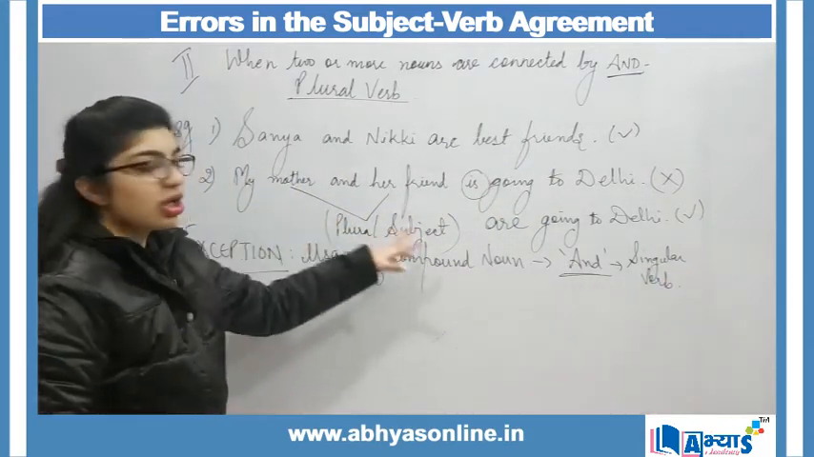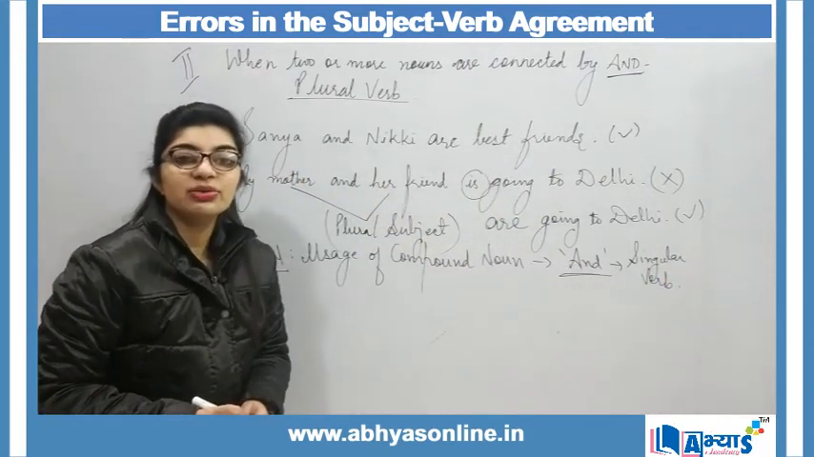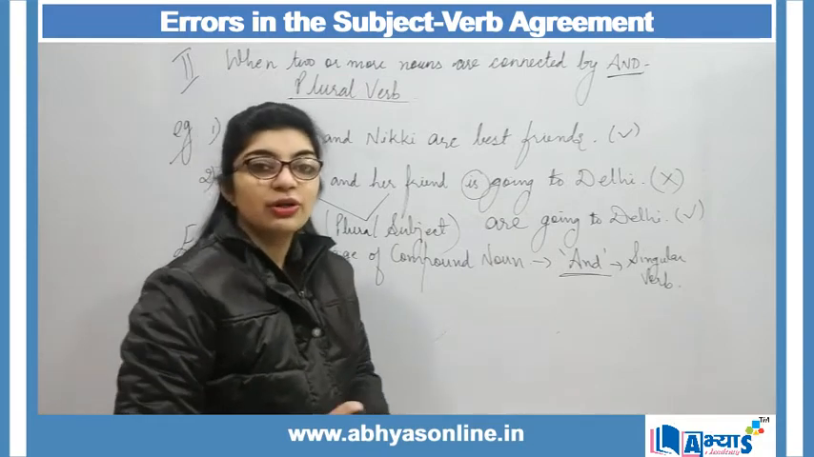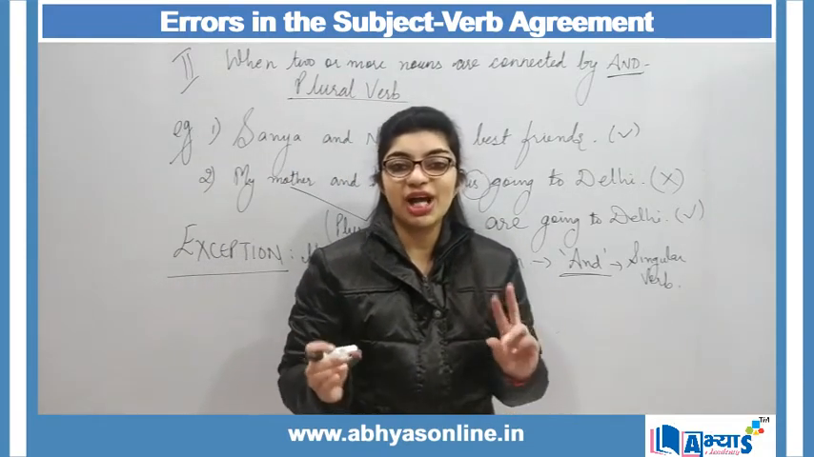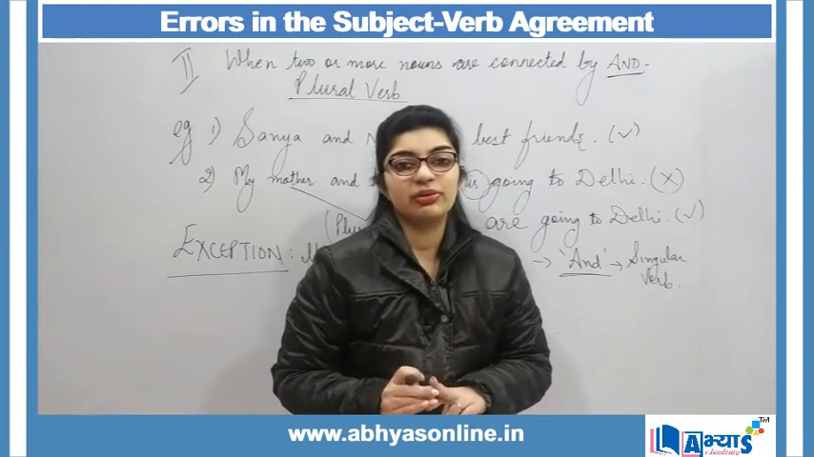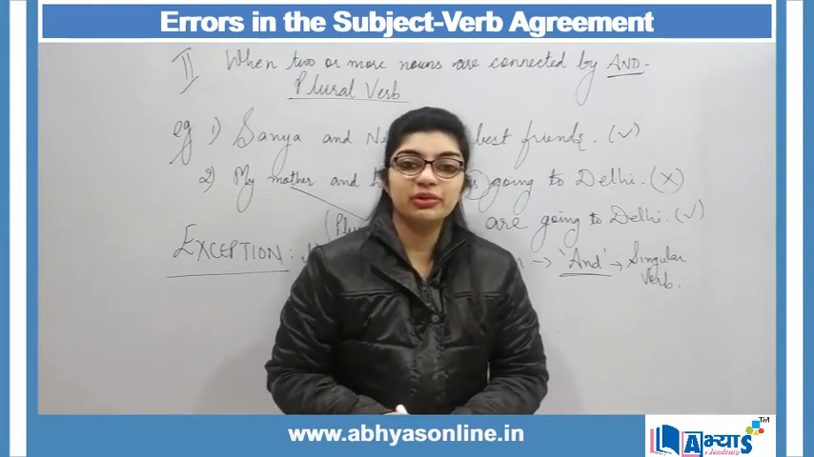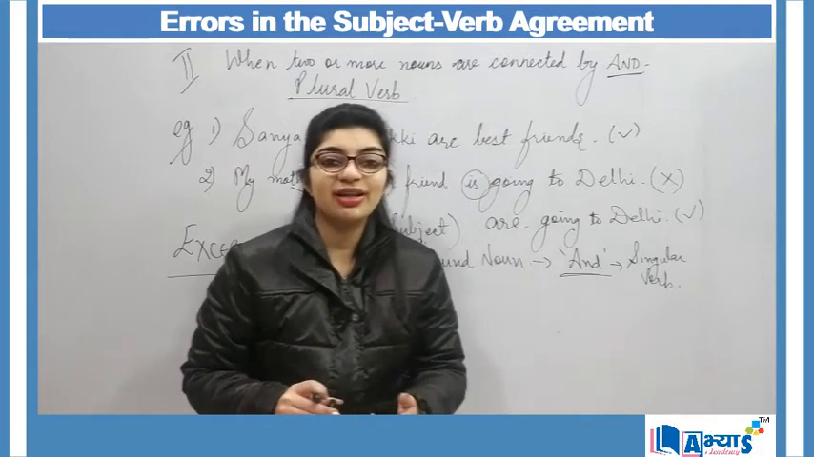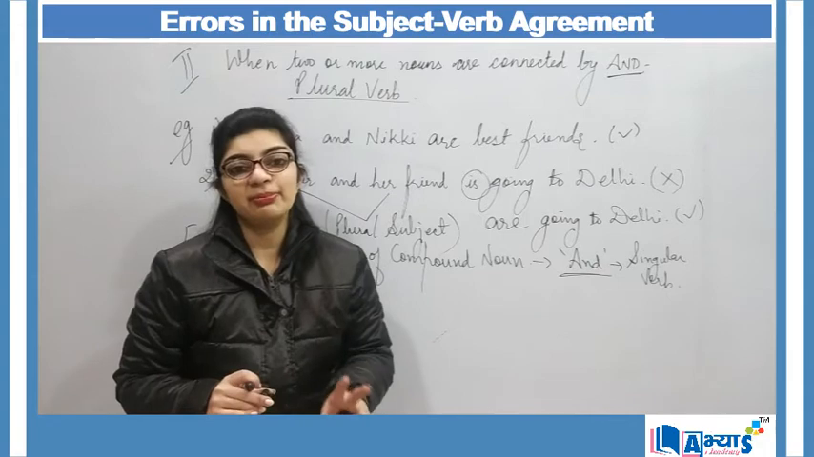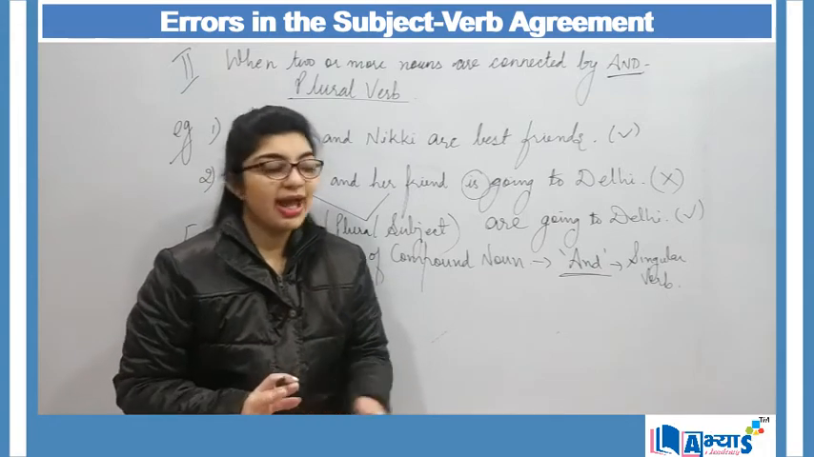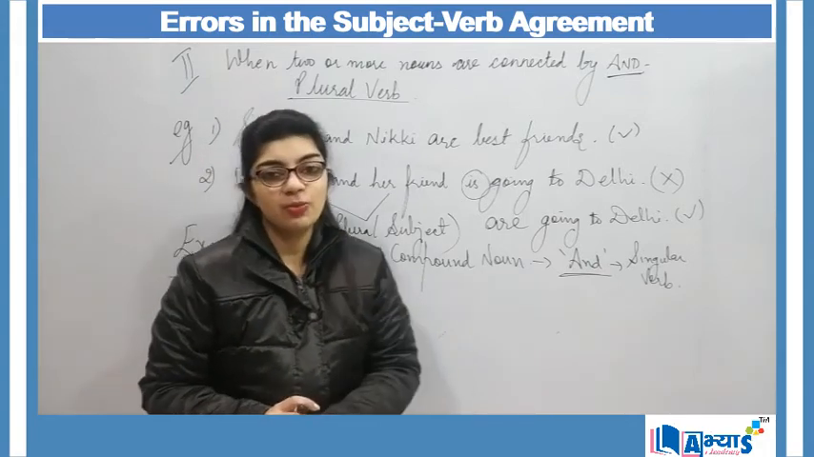Here there was no compound noun. Compound nouns are like bed and breakfast, law and order. These are the compound nouns which are in pair. The nouns which are in pair are referred to as compound nouns. They are considered as one noun only, because even though they are in pair, they are considered to be one, and therefore we make use of a singular verb.